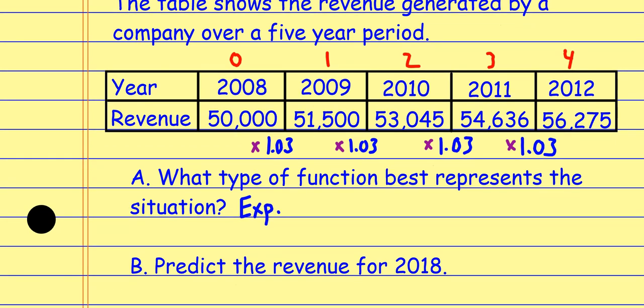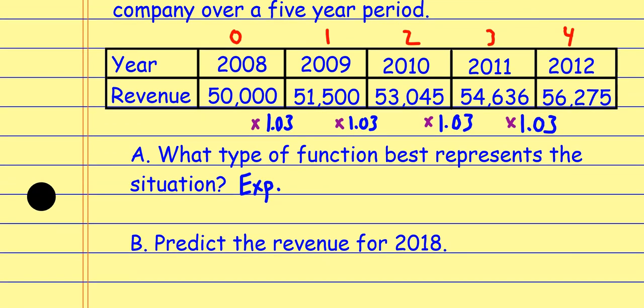I did that because that makes it really easy to write an equation, because remember, it's y equals a times b to the x, where a is the y-intercept. Well, now the y-intercept is 50,000. Because I referred to that as year 0, that was the starting value. The thing I'm multiplying is the 1.03. And now I just have to figure out what 2018 is represented by. So if 2008 is year 0, 2009 is year 1, 2010 is year 2, keep counting, what would 2018 be?